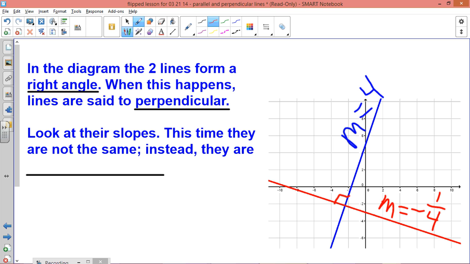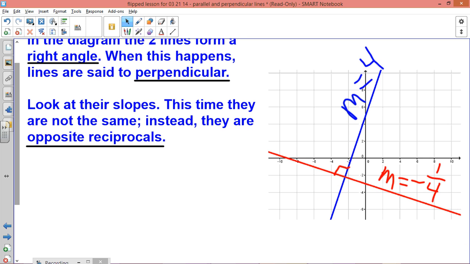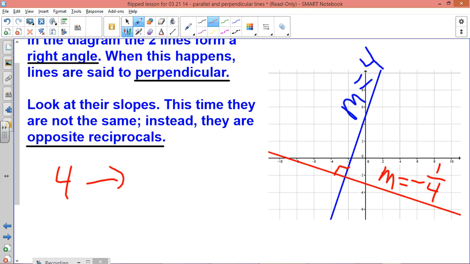And so what we say is that when we have perpendicular lines, their slopes will not be the same ever. Instead, they will always be opposite reciprocals of one another. What I mean by that, if I take one slope of 4, to find the slope of a line perpendicular to it, I turn 4 into a fraction.